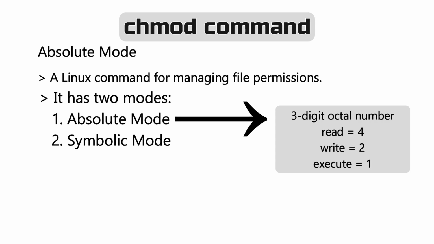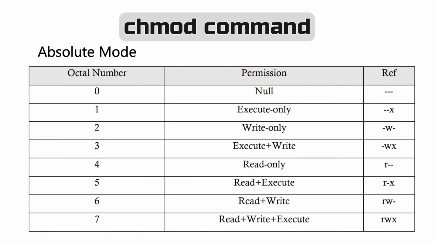A single digit contains all 3 types of permissions, which are given as: for read we have 4, for write we have 2, and for execute permission we have 1. We can arrange these numbers to set the wanted permission this way. As you can see in the table, if we don't want to give any permission we use 0, for execute only permission we use 1, for write only permission we use 2, for execute plus write permission we use 3, for read only permission we use 4, for read plus execute permission we use 5, for read plus write permission we use 6, and for read plus write plus execute permission we use 7.